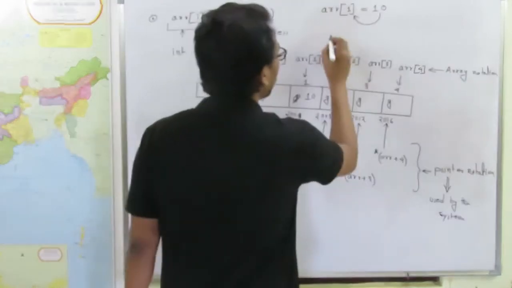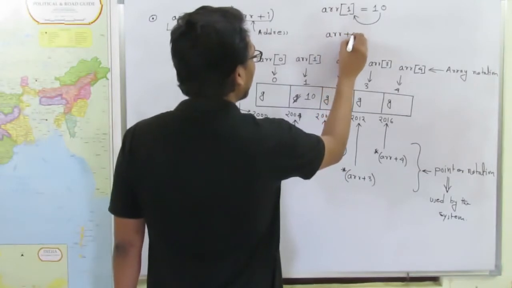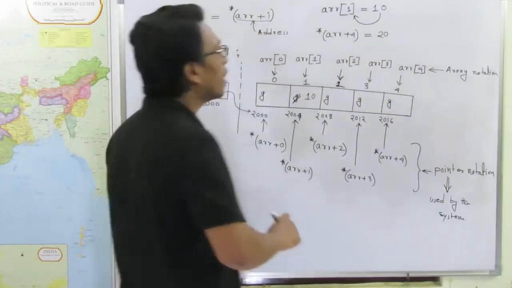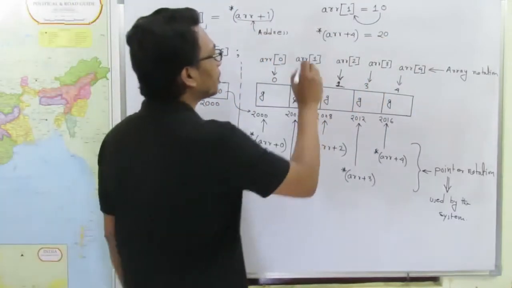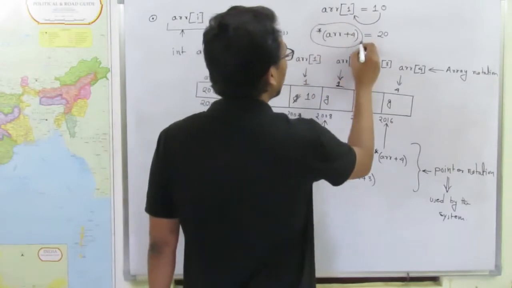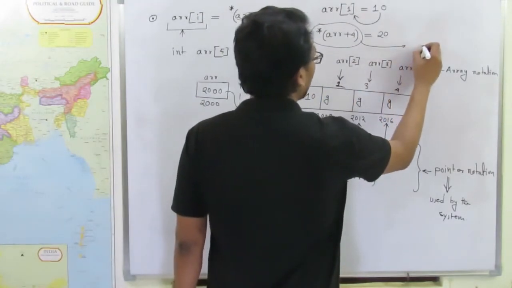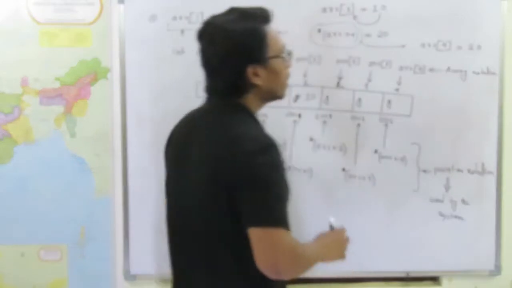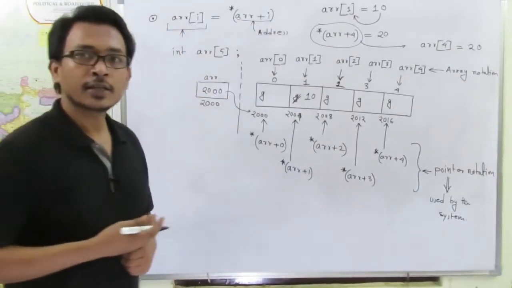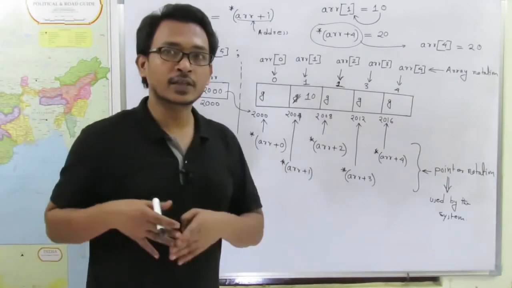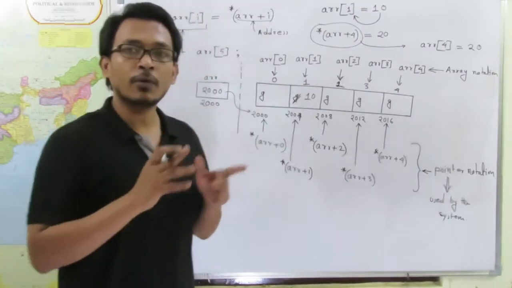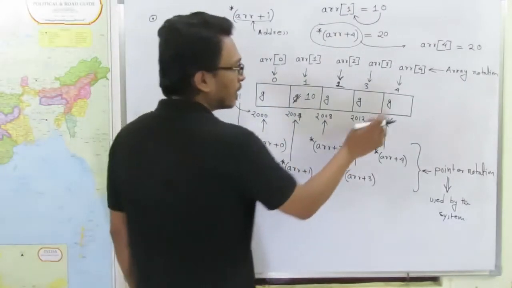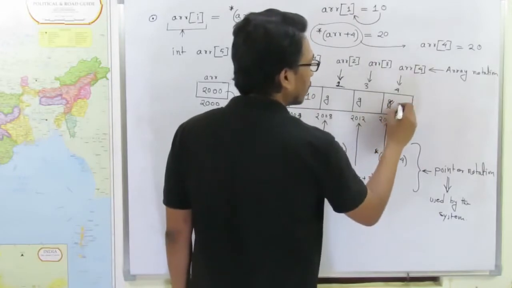Now let's say we are using ARR 4, then the indirection operation, and we are assigning 20 here. How will the system perform this? This particular instruction is equivalent to ARR[4] = 20. That means the system will store the value 20 in the fourth index location, the block identified by index 4 in the array. So which block is it? This is the block. Here the system will store the value 20.